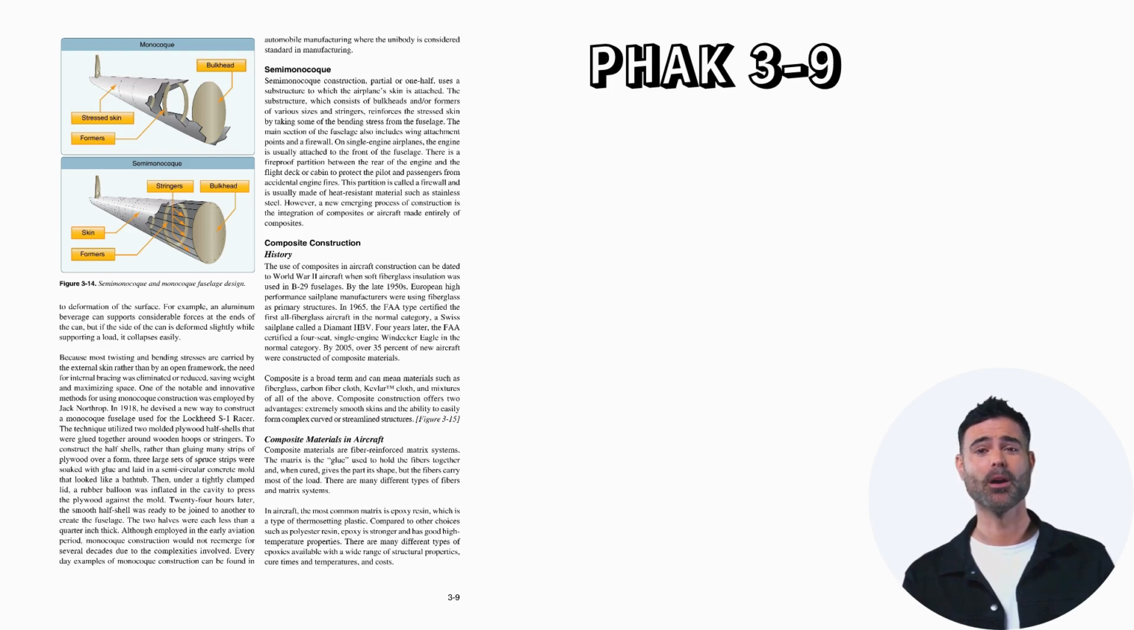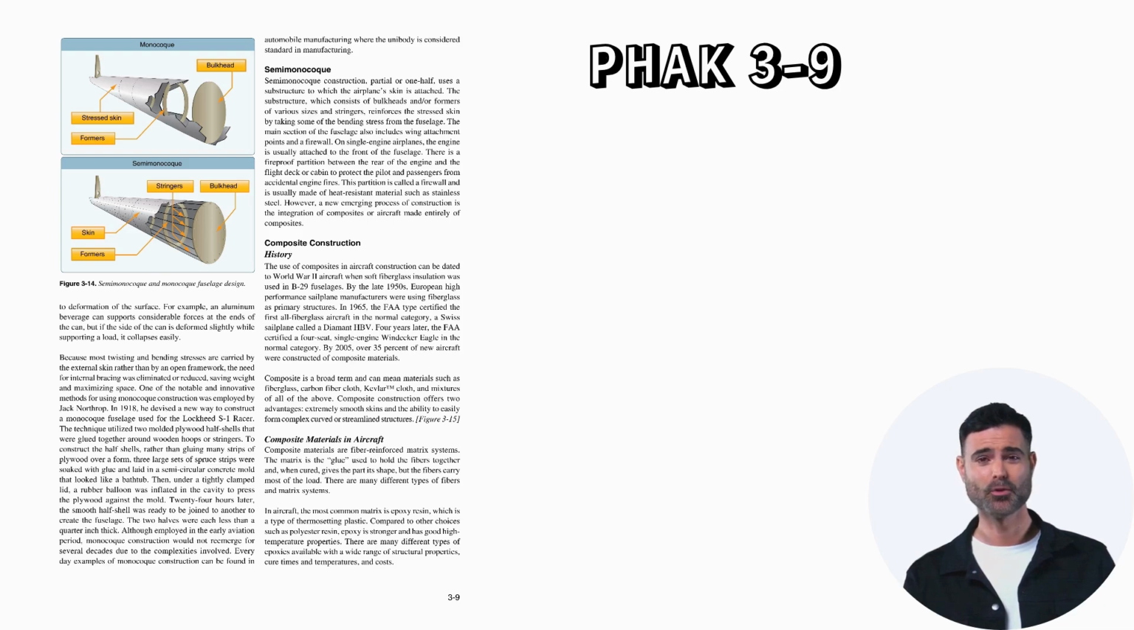Semi-monocoque. Semi-monocoque construction, partial or one-half, uses a substructure to which the airplane's skin is attached. The substructure, which consists of bulkheads and/or formers of various sizes and stringers, reinforces the stressed skin by taking some of the bending stress from the fuselage. The main section of the fuselage also includes wing attachment points and a firewall. On single-engine airplanes, the engine is usually attached to the front of the fuselage.